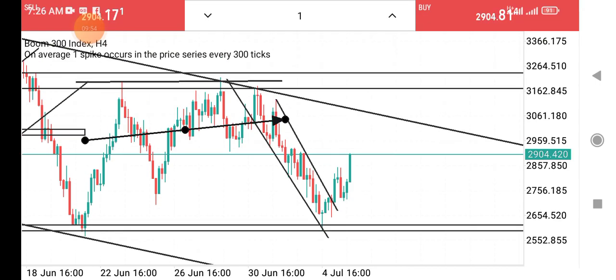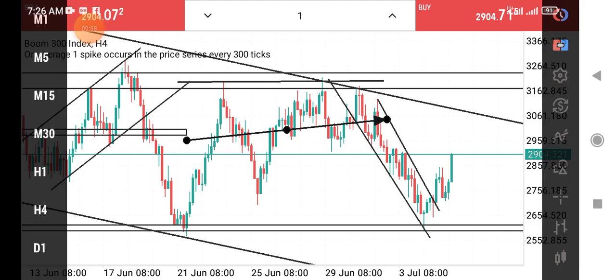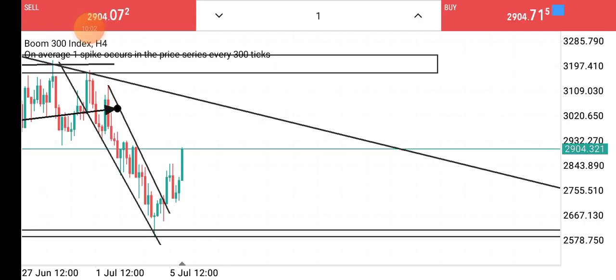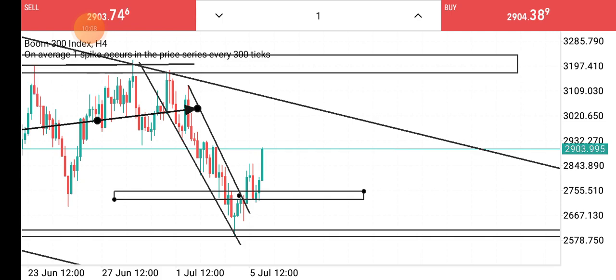What's wrong with this thing? It doesn't want to be deleted. Okay, let it remain there anyway. Like, let me get... one moment, guys. No, this thing is misbehaving.